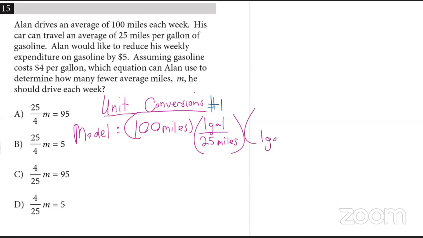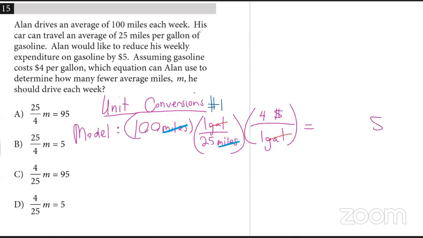So once again, we're putting the gallon on the bottom because we already have that unit on the top. We need to make it cancel. So instead of saying 1 gallon over $4, we'll say $4 over 1 gallon. If we go ahead and multiply that out, the miles cancel with miles, the gallons cancel with gallons, and we have 100 times 4 over 25.